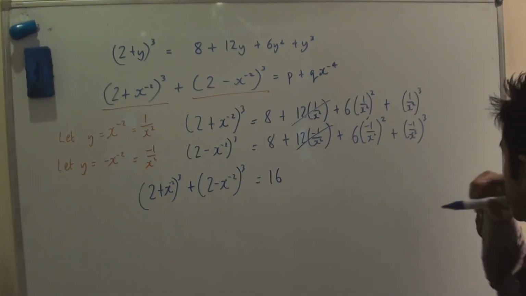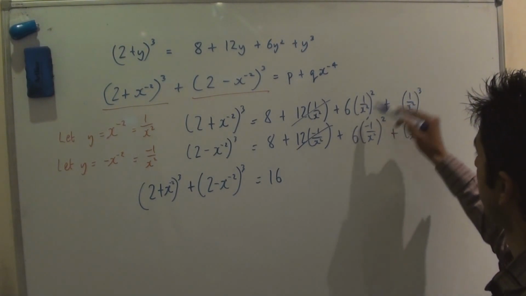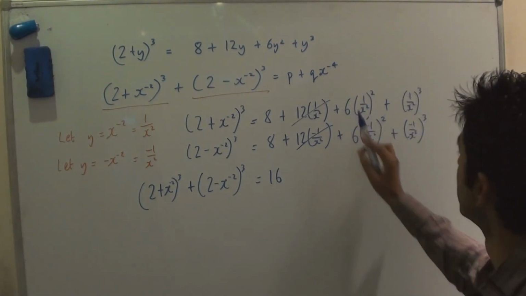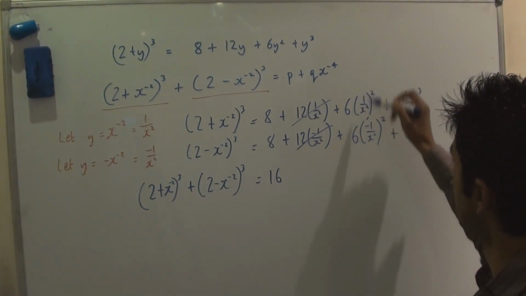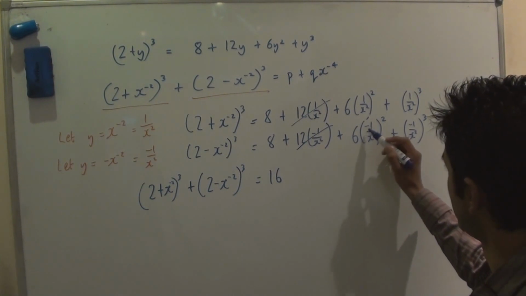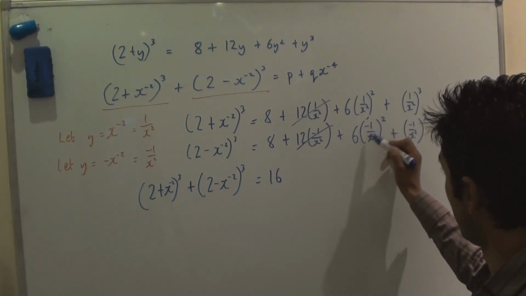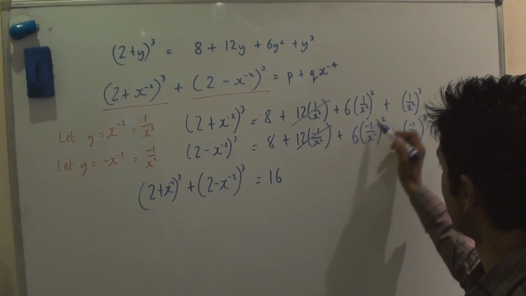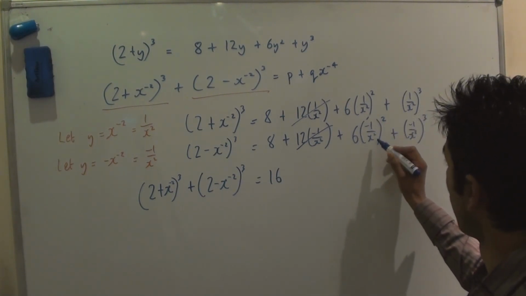So now let's have a look at the next term. We have 1 over x squared, which will give you 1 over x to the power of 4. When you multiply that by 6, that gives you 6 over x to the power of 4 for the top. And same thing happens here. When you do minus 1 over x squared, we get a positive 1 over x to the 4, times by 6, so we get another positive 6 over x to the power of 4.